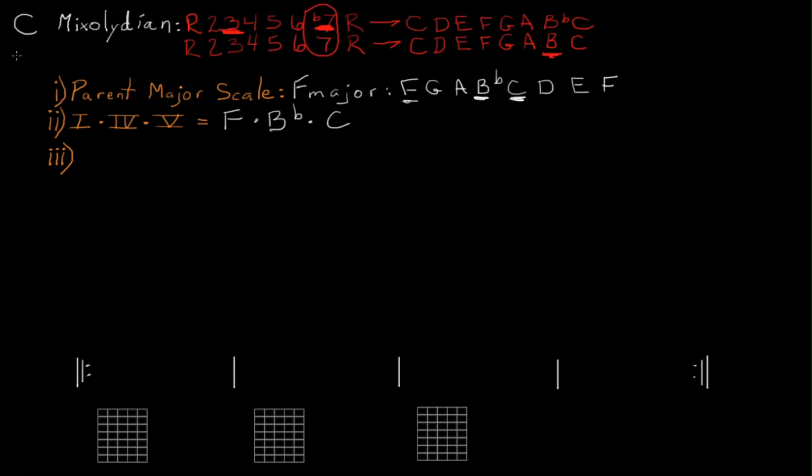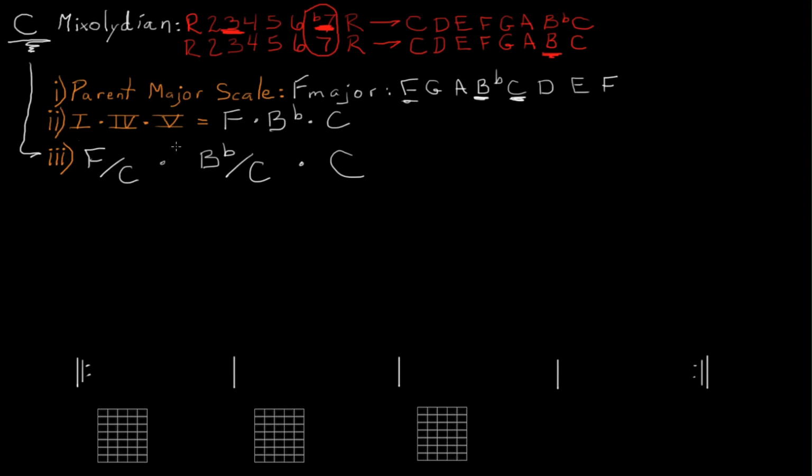Okay, the third step is to take the root note of the mode we want, which is C, and put it in the bass of the 3 chords. So we're going to get F with C in the bass, B flat with C in the bass, and C with C in the bass, which is just good old C.